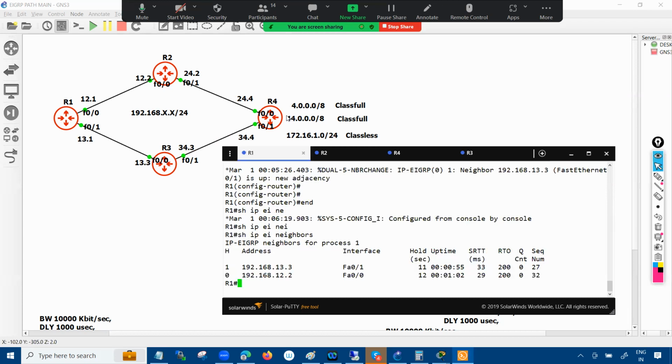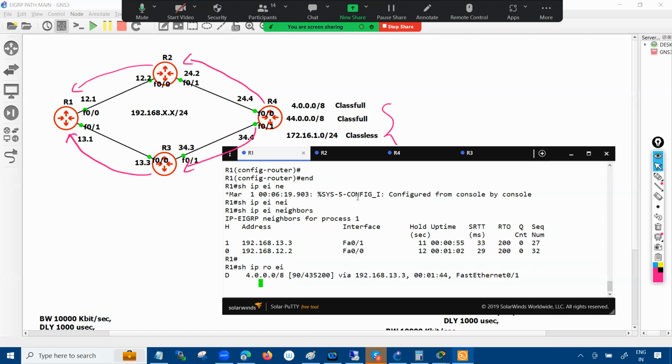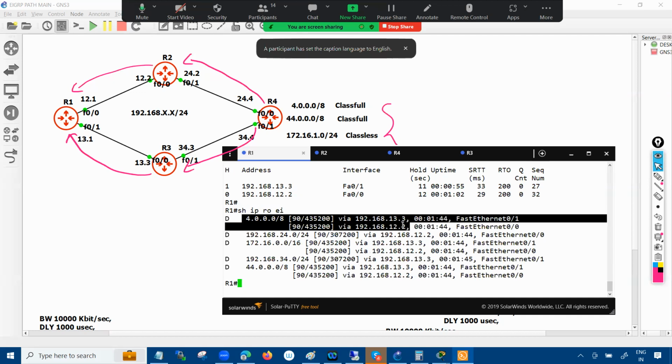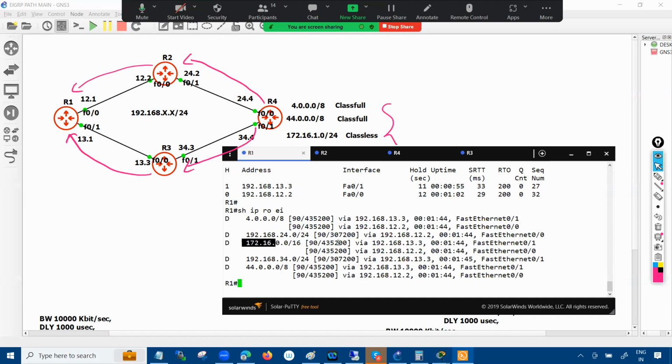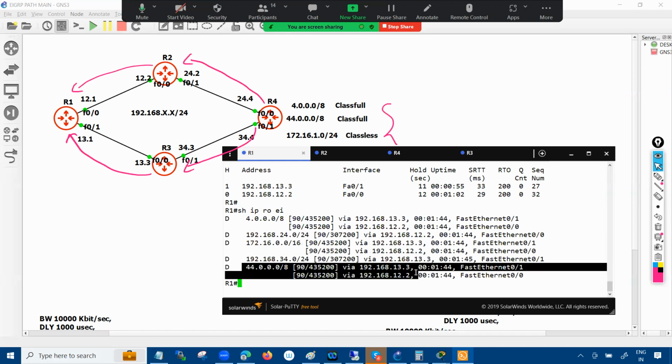Now let's go to router number 1. If you check the routing table, show IP route EIGRP, what you will see is the 4.0 network, all these 3 networks. I'll just consider one right now. You will see all these 3 networks are received via both paths. So I put the router EIGRP, you can see that, right? I'm getting the 4.0 from 13.3 and 12.2. I'm getting the 16.0/16 via 13.3 and 12.2 as well. And I'm getting the 44.0 via 13.3 and 12.2 as well.